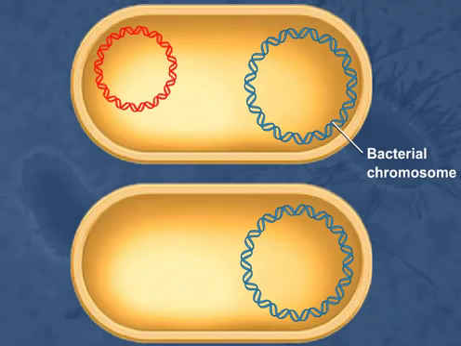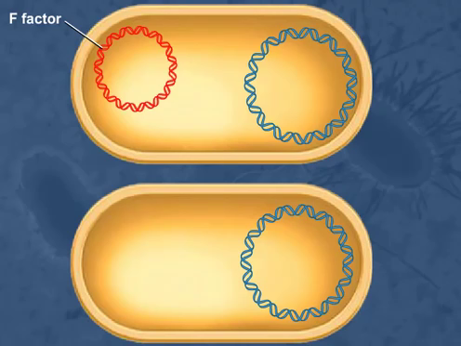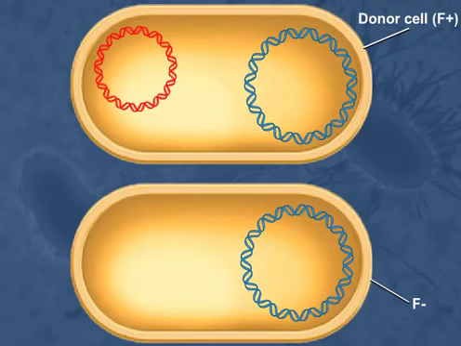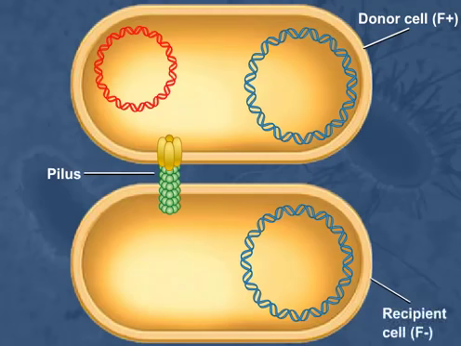A small DNA circle or plasmid called the F factor is required for conjugation. The F factor stands for fertility factor. Strains of bacteria containing the F factor are called F+. Those without it are called F-. An F+ cell, or donor, produces a structure called a pilus to connect with another recipient cell.